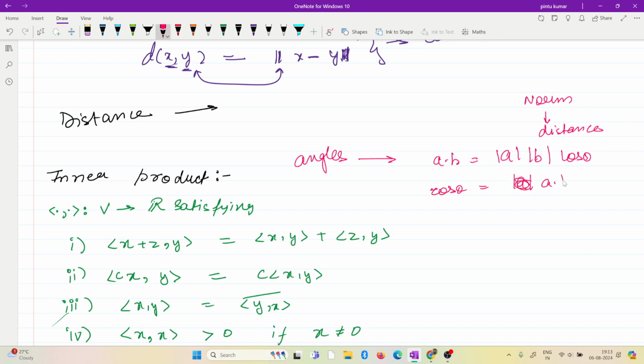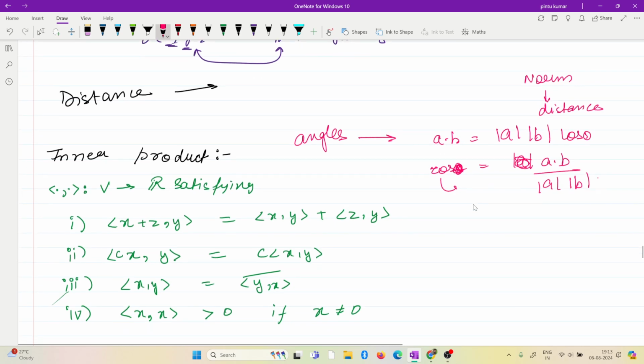So a dot b divided by norm of a into norm of b, and we can obtain theta from this cos theta, right? This is how we talked about angles. Now this inner product is a generalization of this dot product. So dot product is a special type of inner product.